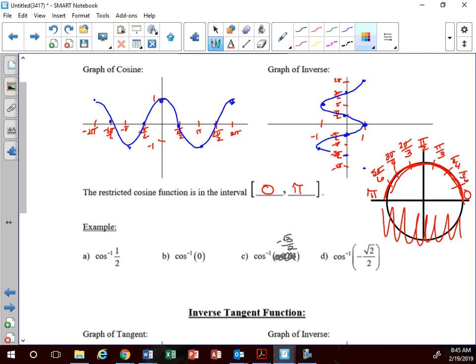What did, pi over 3? Yes, pi over 3. Greg, what do you need to see? I did write negative root 3 over 2. It's really small, sorry. All right, letter B then, inverse cosine of 0. So where is cosine equal to 0? Pi over 2, good.